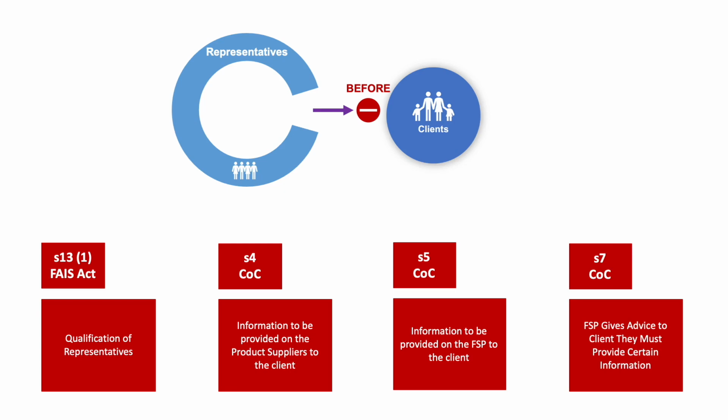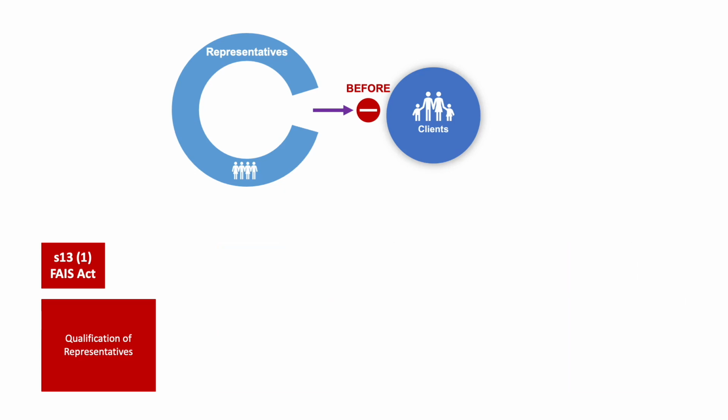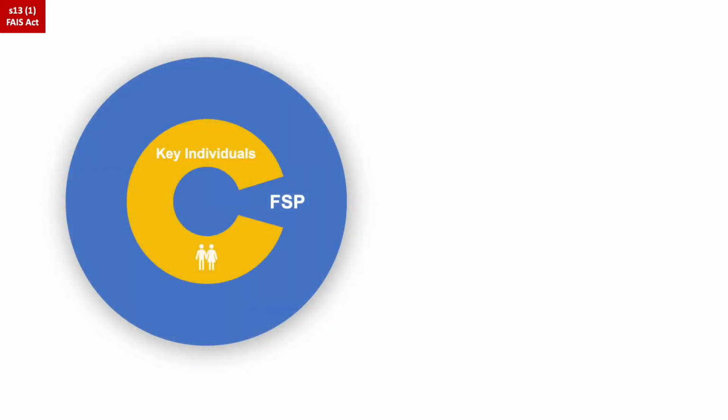Section 7 of the Code of Conduct. When the FSP gives advice to the client, they must provide certain information. First, we will look at Section 13, subsection 1. Here we have an FSP that is made up of key individuals who are effectively in charge of and oversee the FSP, and then you have the representatives. The representatives provide and give the financial advice and/or render intermediary services to the clients. The key individuals also are in charge and oversee the work of the representatives.